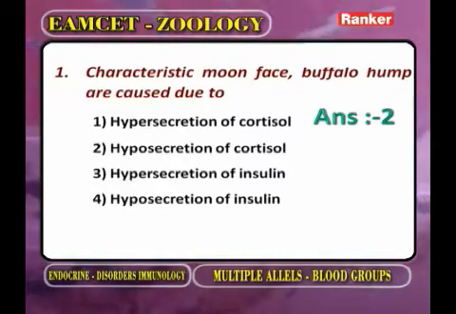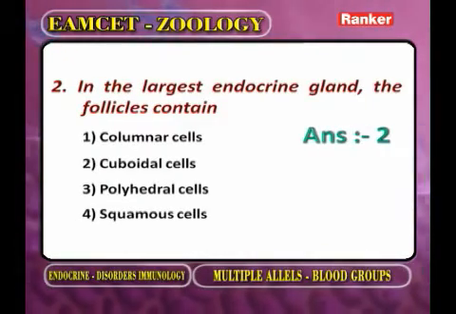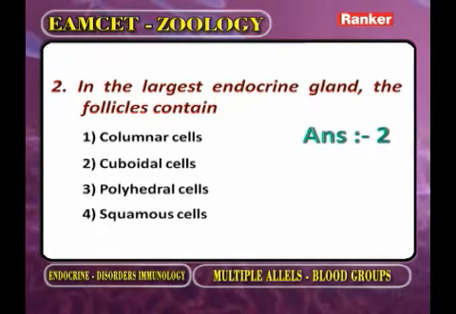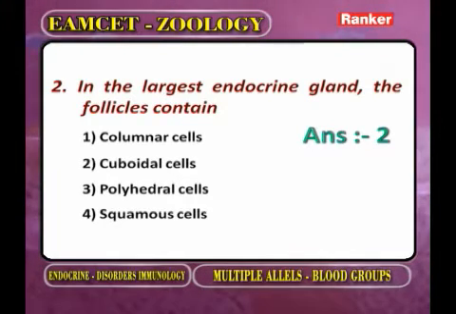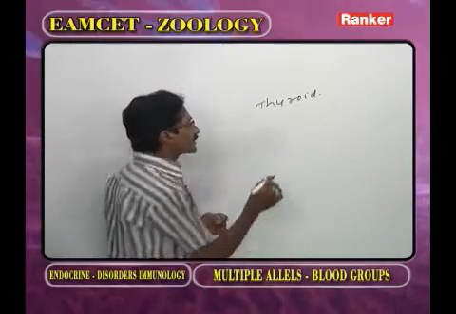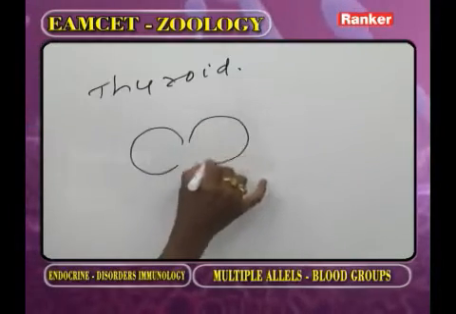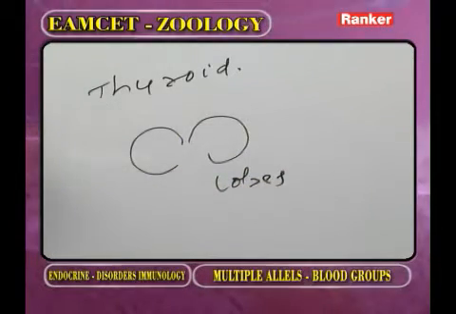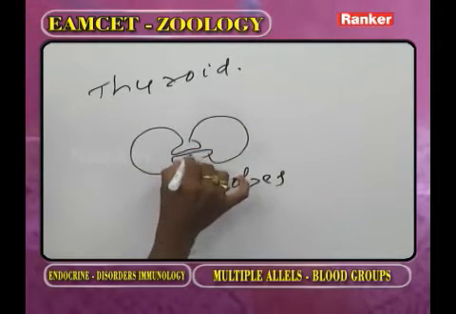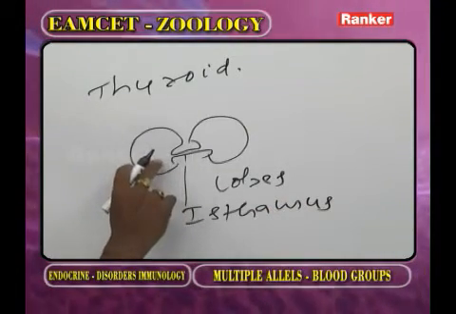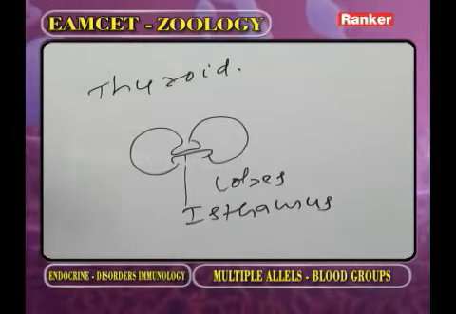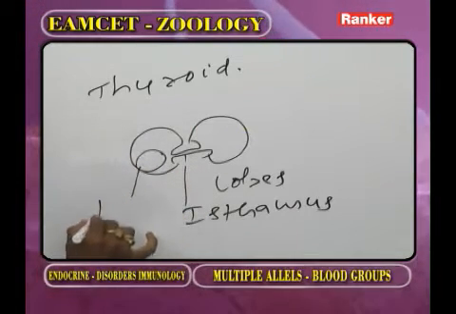Now we go for the next question. In the largest endocrine gland, the follicles contain. As we observe the endocrine glands, the largest endocrine gland is the thyroid. The thyroid gland is located in the neck region. In the thyroid gland, two lobes are present. The two lobes are connected by a connecting link that we call the isthmus. The isthmus is the connecting link between the two lobes of the thyroid gland. Now in the thyroid gland, so many follicles are present.